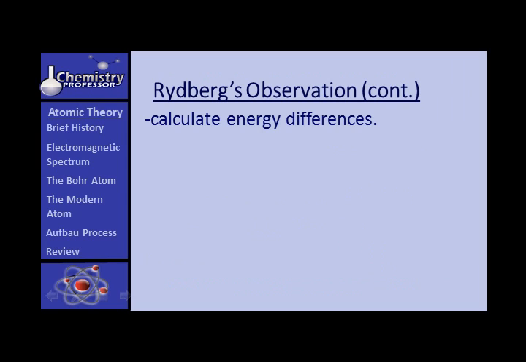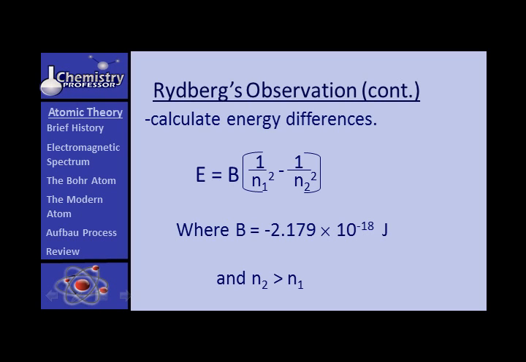Another variation of the Rydberg equation was brought about by Bohr and another group of physicists. And that equation is this: energy is equal to a constant B times, oh, does this grouping look familiar? 1 over n sub 1 squared minus 1 over n sub 2 squared? Yes. And in this case, the constant is minus 2.179 times 10 to the negative 18 joules. And again, n sub 2 must be greater than n sub 1. But it allowed us to calculate energy differences.